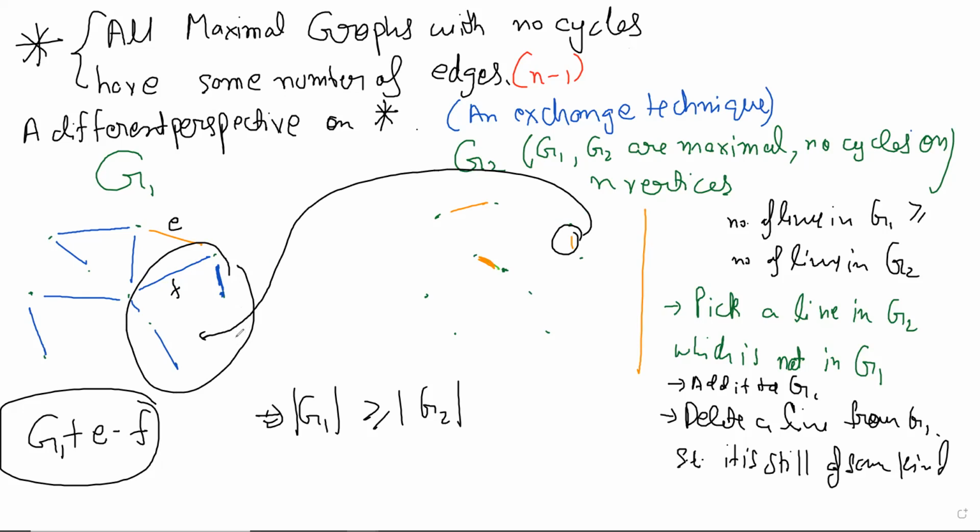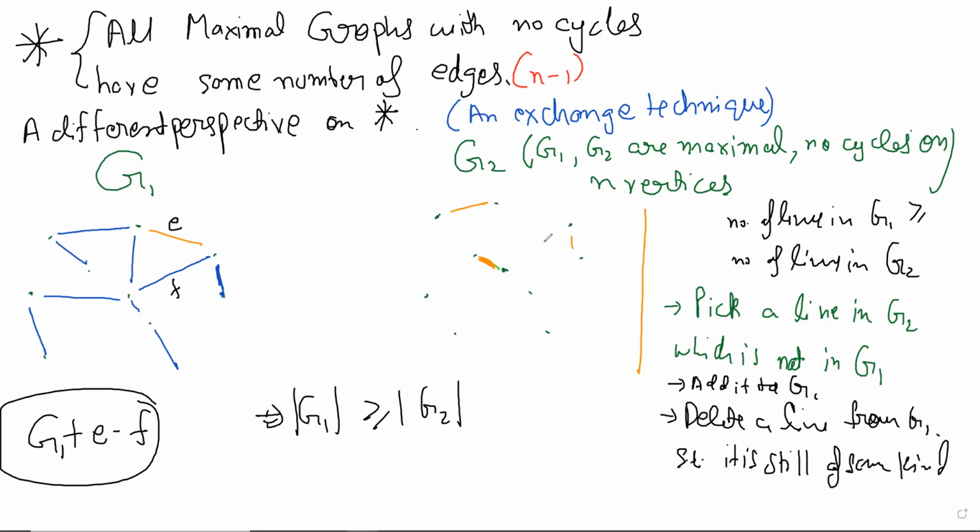I was just talking about the trap. That is a trap. But the thing is that you can always do this. Whenever you take an edge from G2 and push it into G1, there will always be something in G1 on that cycle which you can remove, which was not in G2, and that is very clear. Now that I've repeated this statement two times, it's very clear.